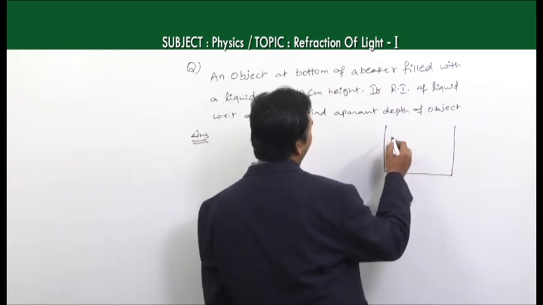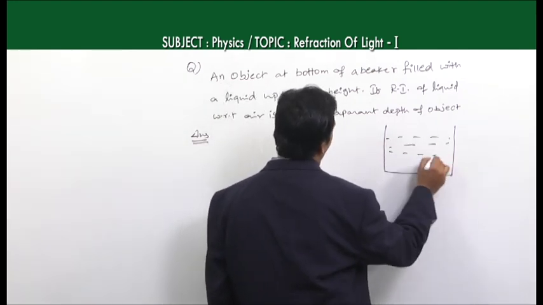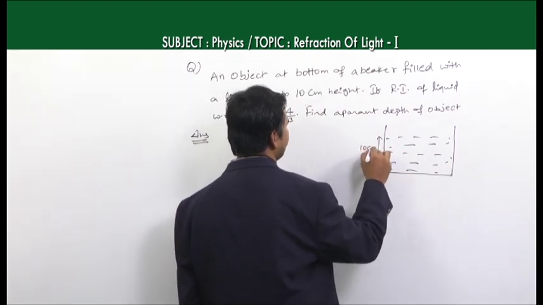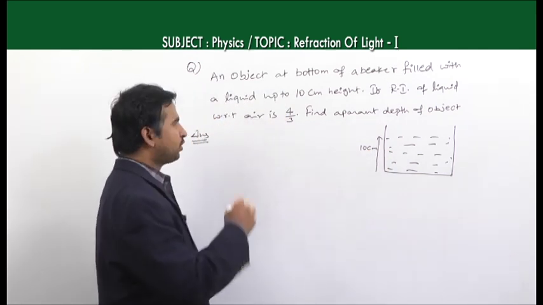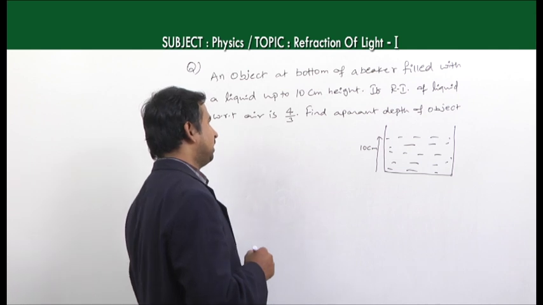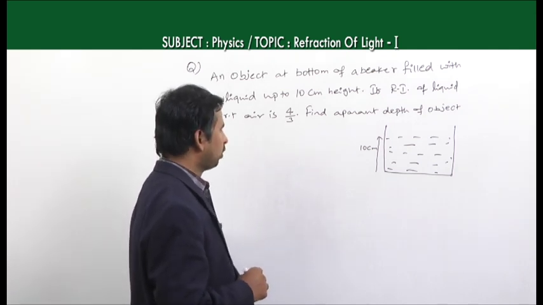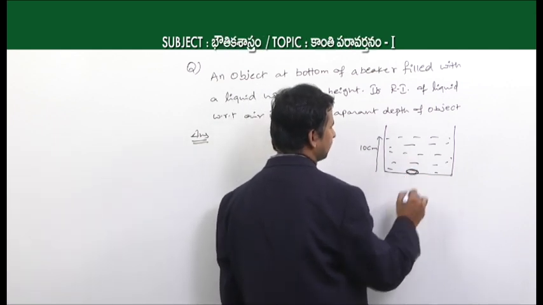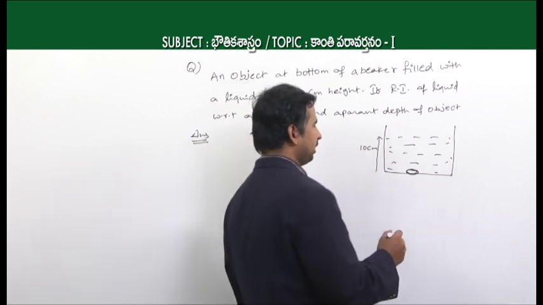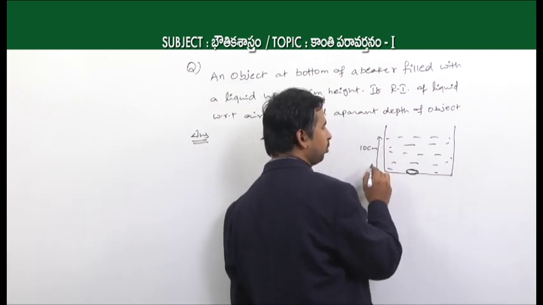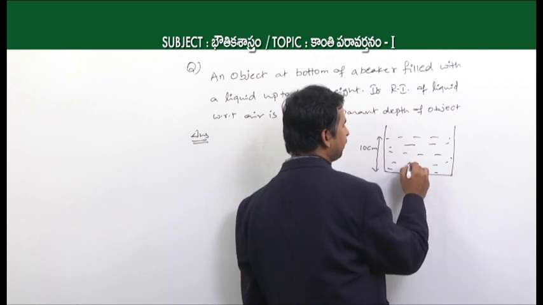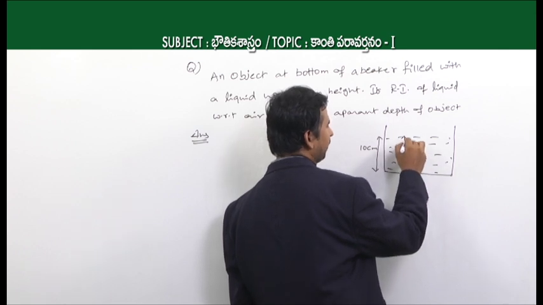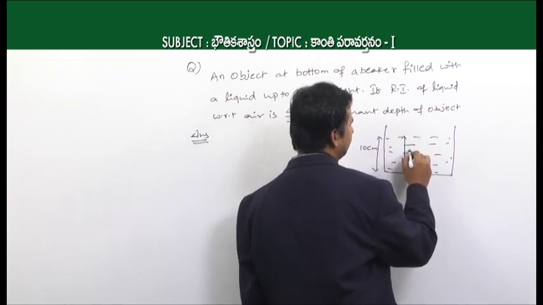Here, the object is placed in a beaker, and that beaker is filled with a liquid up to a height of 10 centimeters. The refractive index n is given as 4/3. The coin, the object placed at the bottom, let us suppose this is the object. Now that object appears to be raised. This 10 centimeters is the original depth, whereas because of refraction there is a change in the position of the object. This we call the apparent depth.